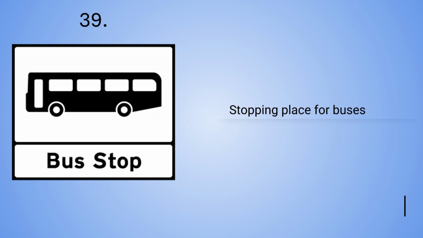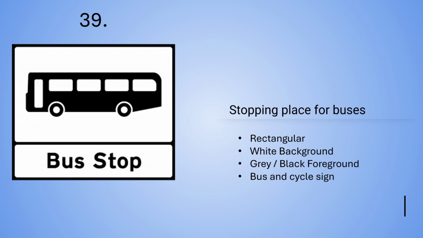Sign number 39. This sign will tell you that this is a stopping place for buses. This sign is also rectangular in shape on a white background with a gray or black foreground, and it's a bus and cycle sign.